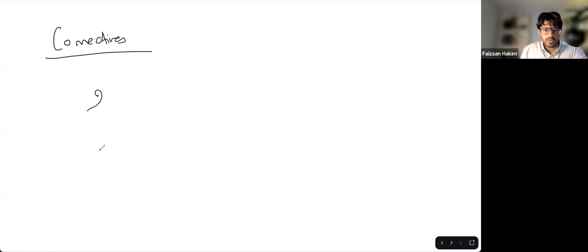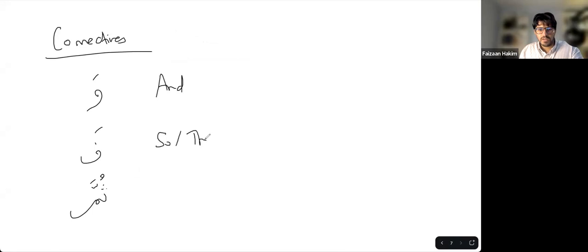There's 3 basic ones. Wa, fa, thumma. Wa, and. Fa, so or then. It's like a good connective to either link things up in a sequence, also give the causes of things as well.